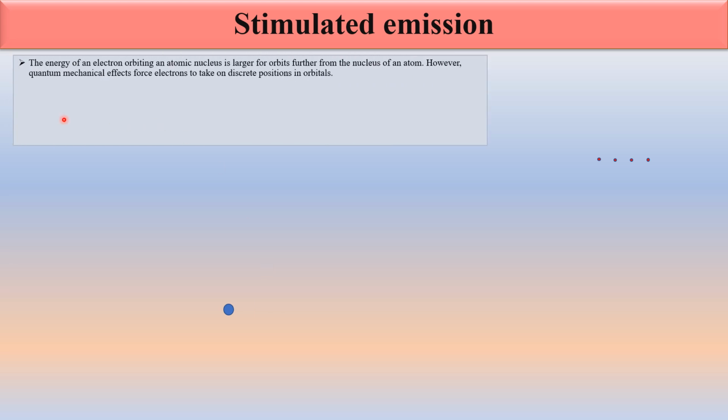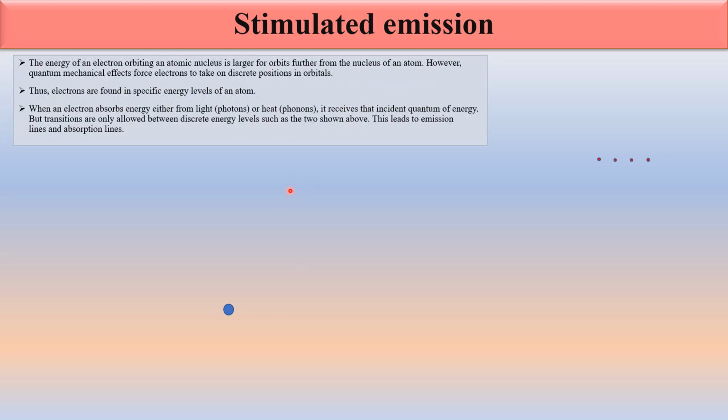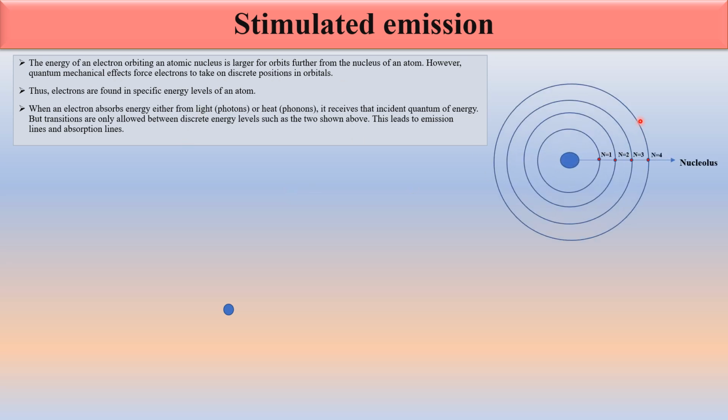Let's see. First of all, we just need to know about the atomic orbital structure. You can see here, this is the atomic orbital structure. This is the nucleus, and these are the different energy states which are away from the nucleus. The energy of an electron orbiting an atom nucleus is larger for orbits further from the nucleus of an atom. However, quantum mechanical effects force electrons to take on discrete positions in orbitals. So there are discrete energy levels in which the electron moves around the nucleus.